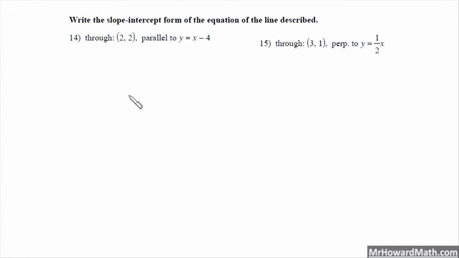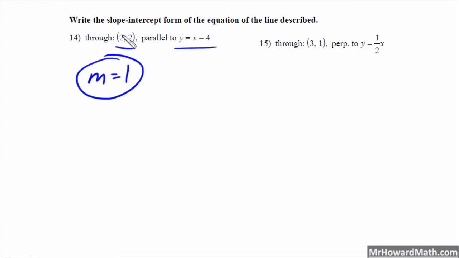Alright, problem 14 and 15. Write the slope-intercept form of the equation of the line described. Okay, through this point and parallel to this line. So with parallel and perpendicular, it's all about the slope. The slope of this line is 1. There's an implied 1 in front of x there. So if I'm parallel to that line, I'll also need a slope of 1.